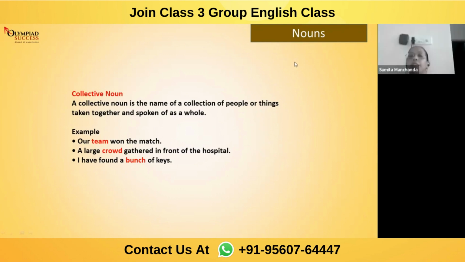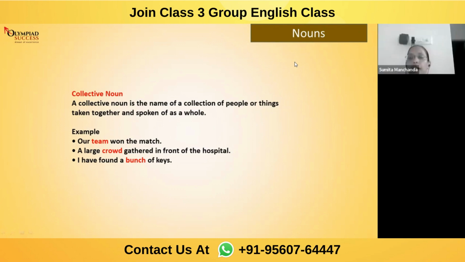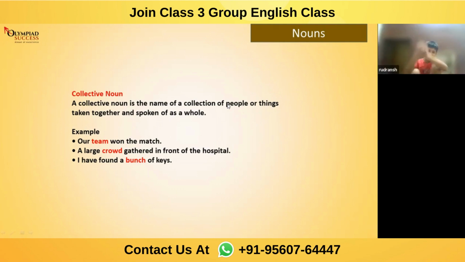Now, when I say collective noun, what does that mean? Collective noun means it is a name. Not now. First, let me finish explaining. Now, when I say collective noun, collective word itself means I'm talking about something which is there in a group. So, collective noun is a name of a collection of people or things taken together and spoken of as a whole. So, when a group of things or group of people are taken together, that time it is said to be collective noun.